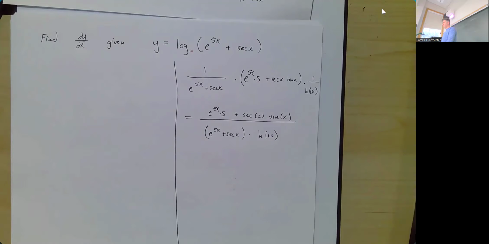And I already kind of failed at making it look pretty, because if I was really trying to make it look as pretty as possible, I would put the 5 before the e to the 5x. Doesn't really matter, but that would be standard practice. So that's what I'm thinking my derivative is going to be.